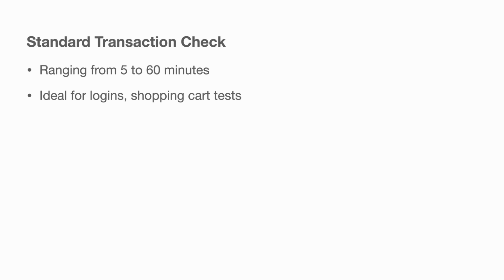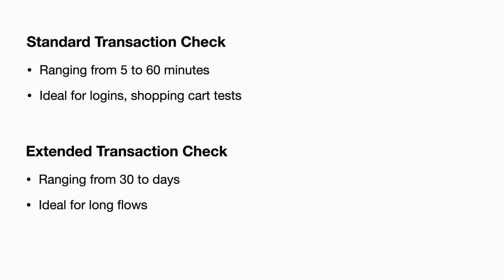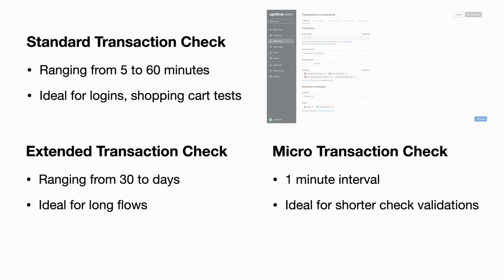The standard transaction check can be configured at intervals ranging from 5 to 60 minutes and runs each of your selected locations consecutively within your set interval, while the extended transaction checks range from 30 minutes to days. We also have a micro-transaction check that can run at a 1-minute interval for shorter check validations.